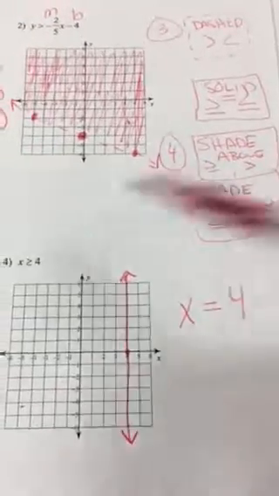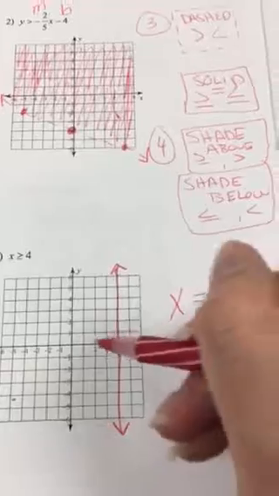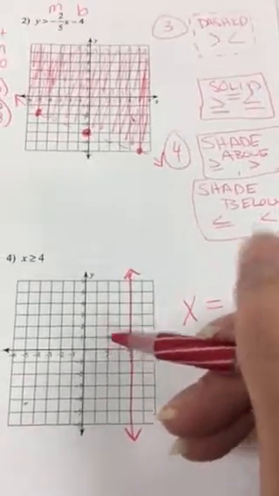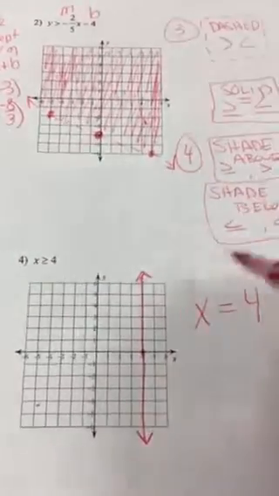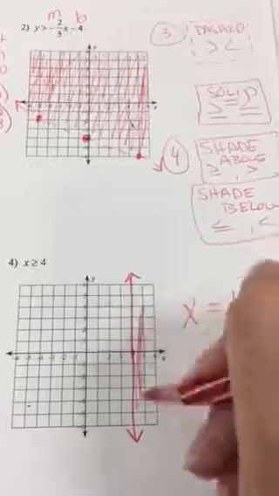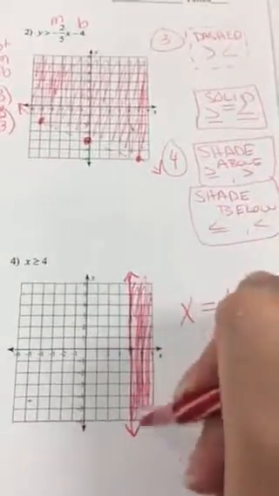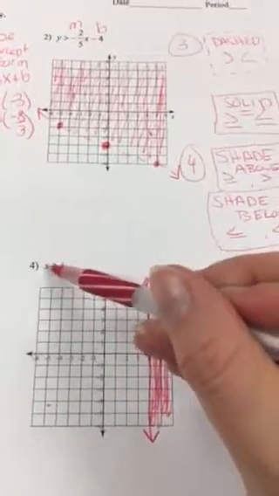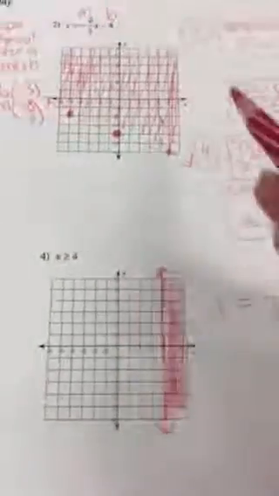Now I have to decide whether I'm going to shade above or shade below. Well, x is greater than or equal to 4. So if I shade below this way, well, x is 3, x is 2, x is 1. Is 1 greater than or equal to 4? No, so I'm going to shade over here, because if I shade over here, this is saying, oh, x can be 5. Is 5 greater than 4? Yeah, it works. X can be 6. Is 6 greater than 4? Yeah, it works.